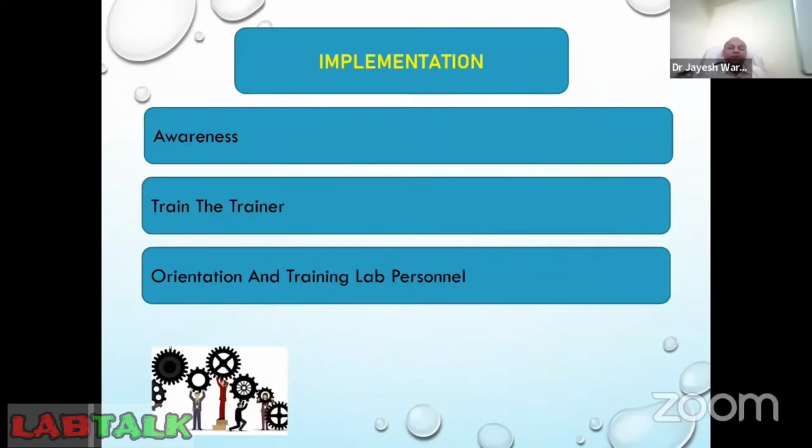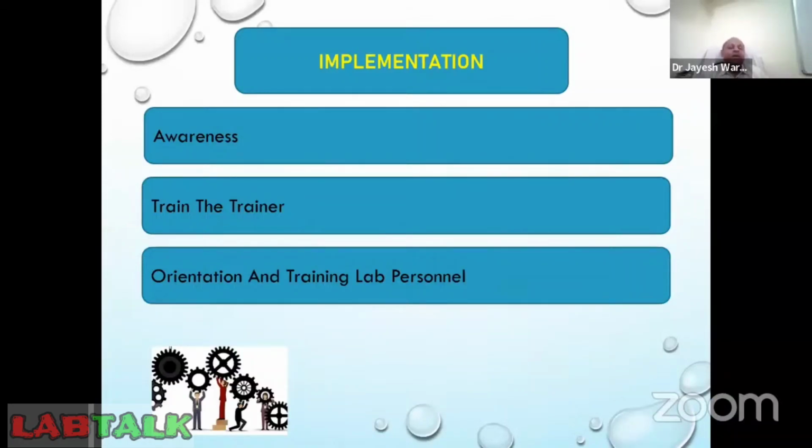So the most important part of the implementation is to make yourself aware of the standard. Awareness is very important. You have to undergo the training. You need to train the trainers of your laboratory. Who are the trainers of your laboratory? Basically the supervisors, the managers, maybe the lab directors. These are the trainers, because these people are going to train the other staff or personnel of your laboratory.